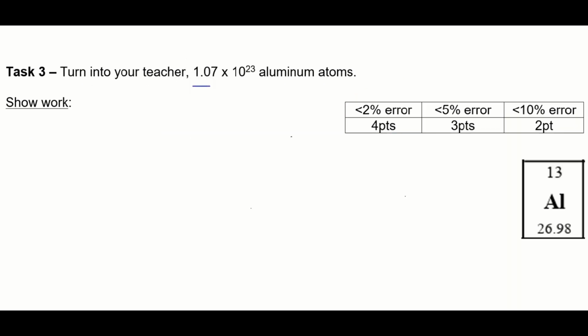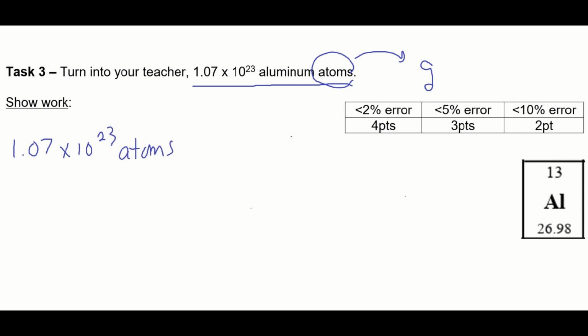On to task 3, I'm asked to turn in 1.07 times 10 to the 23rd aluminum atoms to my teacher. So the only thing in the lab that I have to measure with was a scale. So I need to turn amount of atoms into grams. So I'm going to start with the number I'm given here, which is 1.07 times 10 to the 23rd atoms. Again, I don't have a direct conversion factor between atoms and grams, so I'm going to take that to the moles because all three of my conversion factors are connected to the mole.